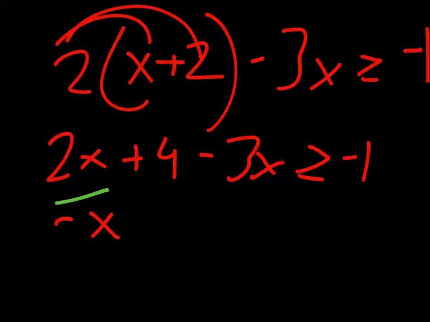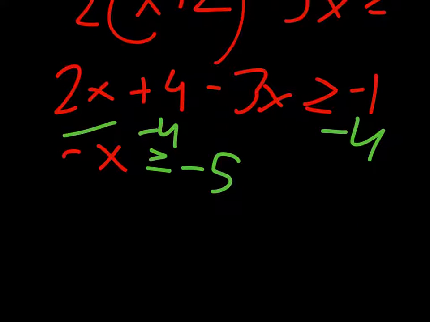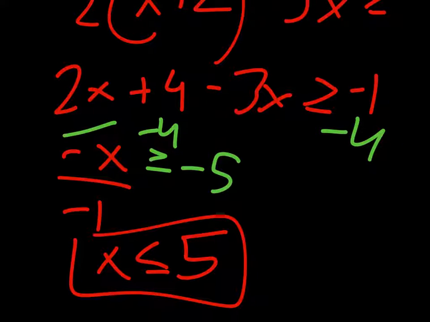and the 4 and the negative 1 are terms in which we can subtract. We can subtract this 4 to the other side, and it will give us negative x is greater than or equal to negative 5. Now we divide by negative 1 on both sides. This will flip the inequality sign, now giving us x is less than or equal to 5.